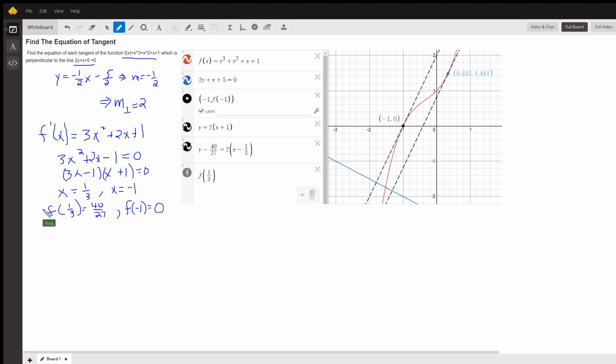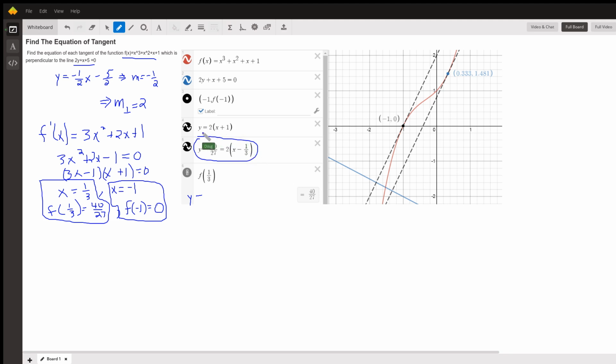So we have 2 points that have tangent lines with a slope of 2, which means they're perpendicular to the blue line. We're supposed to write the equation of each tangent, so we'll use point slope. So for this first one, I will say y minus 40/27, I have it right here, y minus y sub 1 equals the slope times the quantity x minus x sub 1.